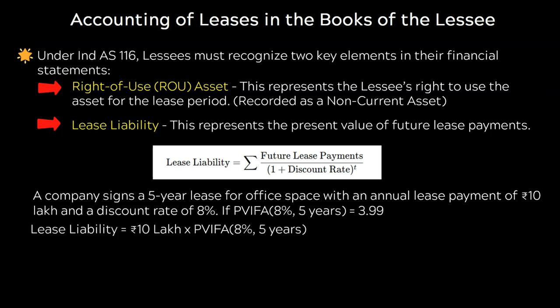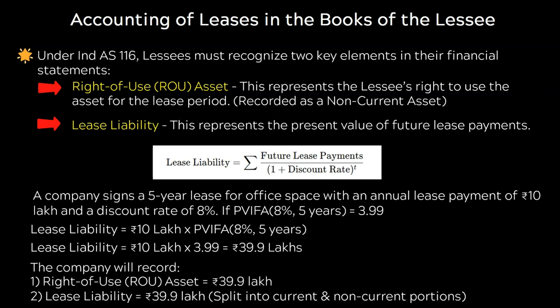multiplied by the present value of annuity factor with a discount rate of 8% and a time period of 5 years, which comes out to be 3.99. So lease liability will be simply rupees 10 lakhs multiplied by 3.99 equals 39.9 lakhs. So this company will record the right of use asset, that is ROU asset, as rupees 39.9 lakhs and also the lease liability as rupees 39.9 lakhs. And this will split into current and non-current portions.